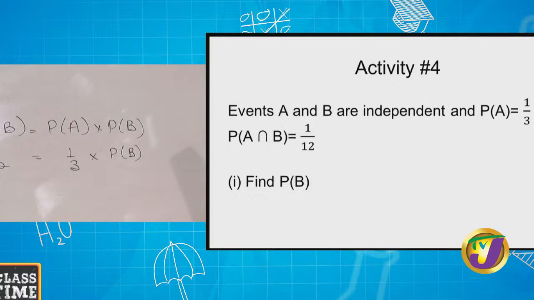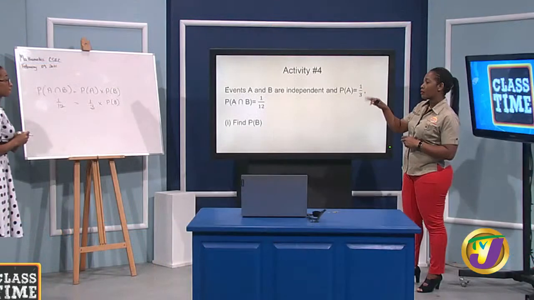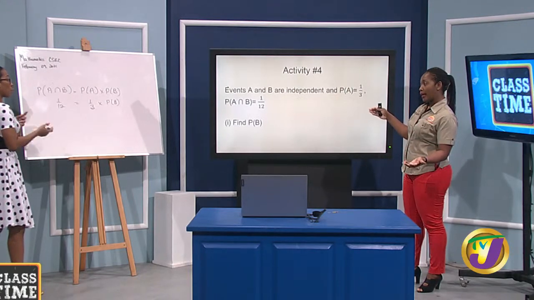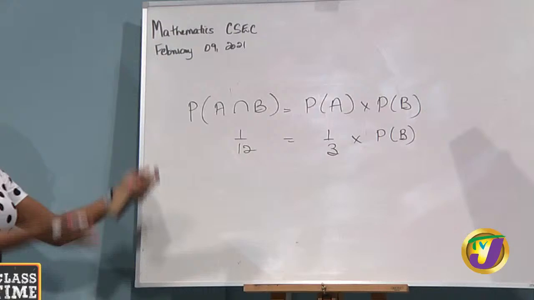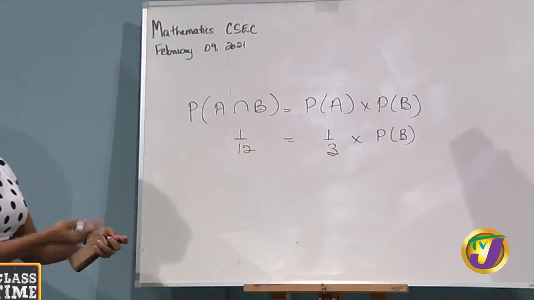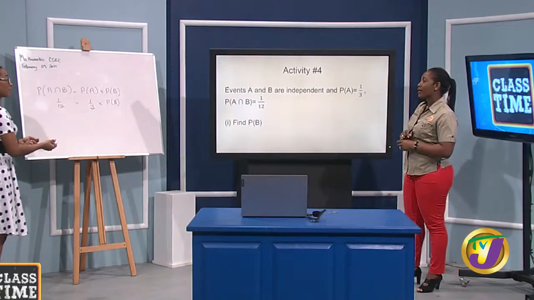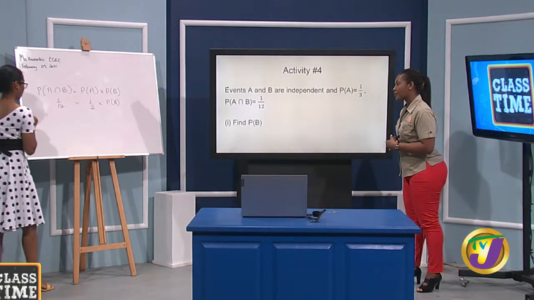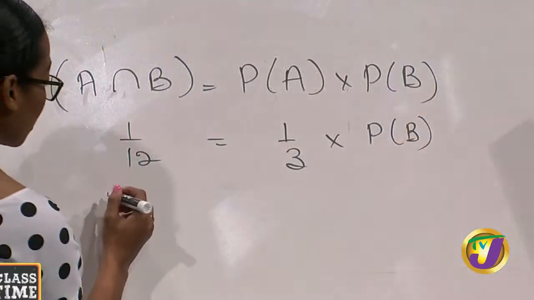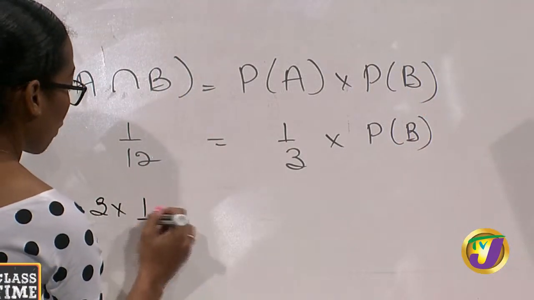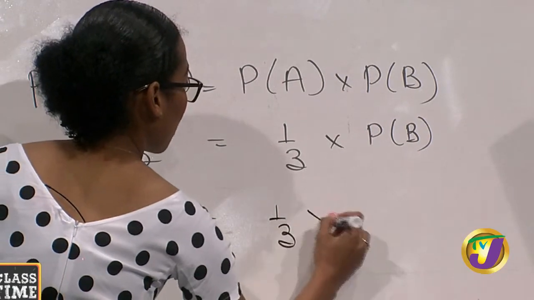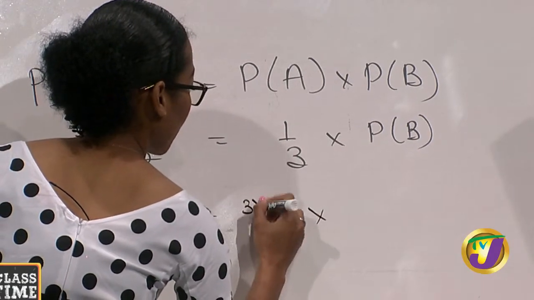Now I would like to find the probability of B. What is being done to it? It's being multiplied by 1/3. So we would divide by 1/3 or multiply by 3. I'm trying to make the probability of B the subject of my mathematical sentence. So let me undo what's being done: we're going to multiply both sides of the equation by 3.